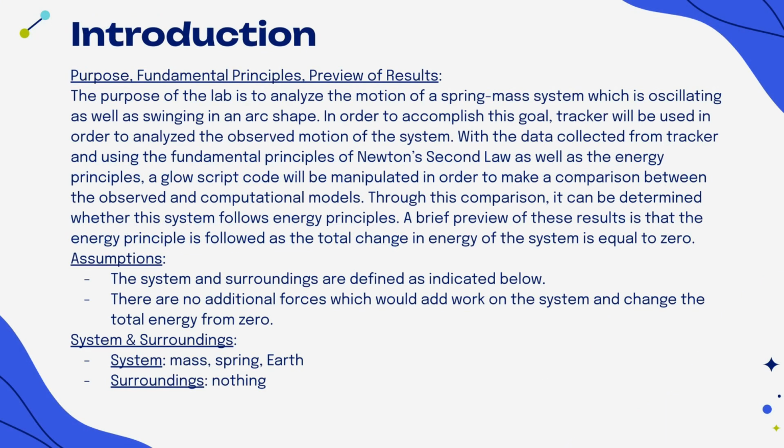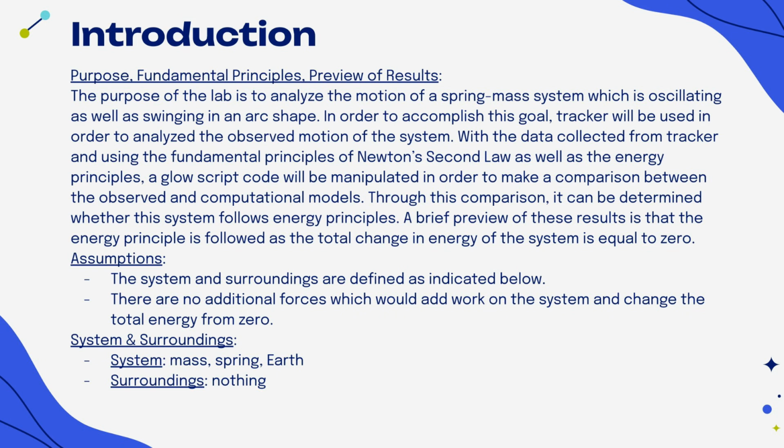So for a brief introduction, the purpose of this lab is to analyze the motion of a spring mass system which is oscillating as well as swinging in an arc shape. In order to accomplish the goal, Tracker will be used to analyze the observed motion of the system. With the data collected from Tracker and using the fundamental principles of Newton's second law as well as the energy principles, a GlowScript probe will be manipulated in order to make a comparison between the observed and computational models. Through this comparison, it can be determined whether or not the system follows the energy principles.